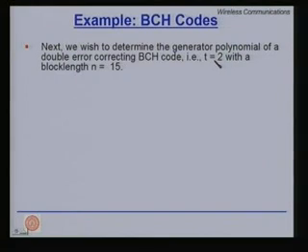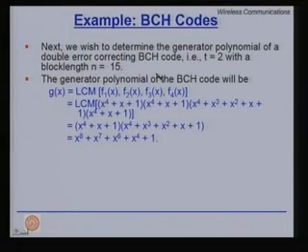Let us now become more ambitious and say, no, we are not happy with t is equal to 1, but I want a double error correcting code. It should be able to correct 2 random errors within the block length n is equal to 15. To do so, we carry out the same exercise, but this time G(x) is LCM of f1(x), f2(x), f3(x) and f4(x).